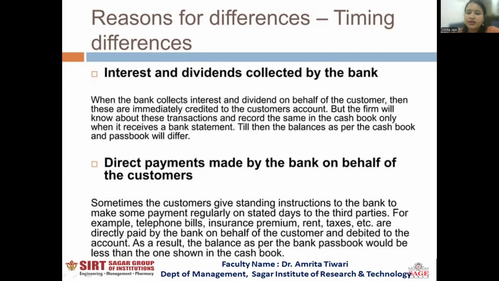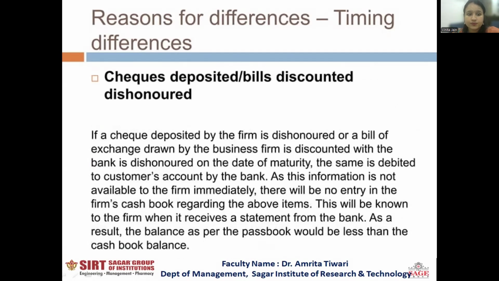Direct payment made by the bank on behalf of the customer. Sometimes the customer gives standing instructions to the bank to make some payments regularly on fixed dates to third parties, for example telephone bills, insurance premium, rent, tax, etc. These are paid directly by the bank on behalf of the customer and debited to the account, so the balance as per the bank passbook would be less than the one shown by the cash book.